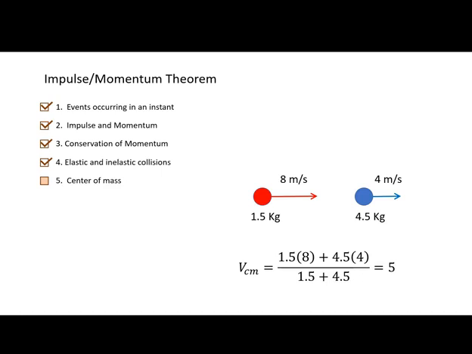Before we consider the collision, the center of mass idea is going to come into the discussion. If we wanted to find the velocity of the center of mass, we remind ourselves that it is a weighted average of the 8 and 4. We're averaging the 8 and 4, but not outright. We're taking each velocity multiplied by the mass and then dividing by the sum of the masses. This is known as a weighted average. And we would get 5 meters per second for that.